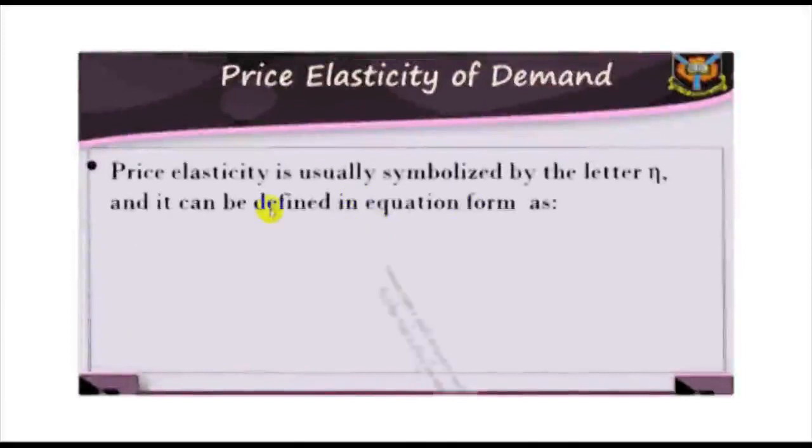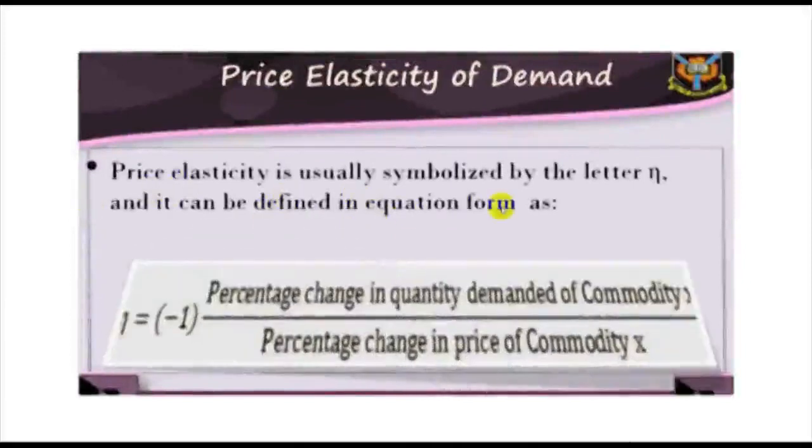N, and it can be defined in equation form as N equals percentage change in quantity demanded of commodity X divided by percentage change in price of commodity X. This is the percentage change method.